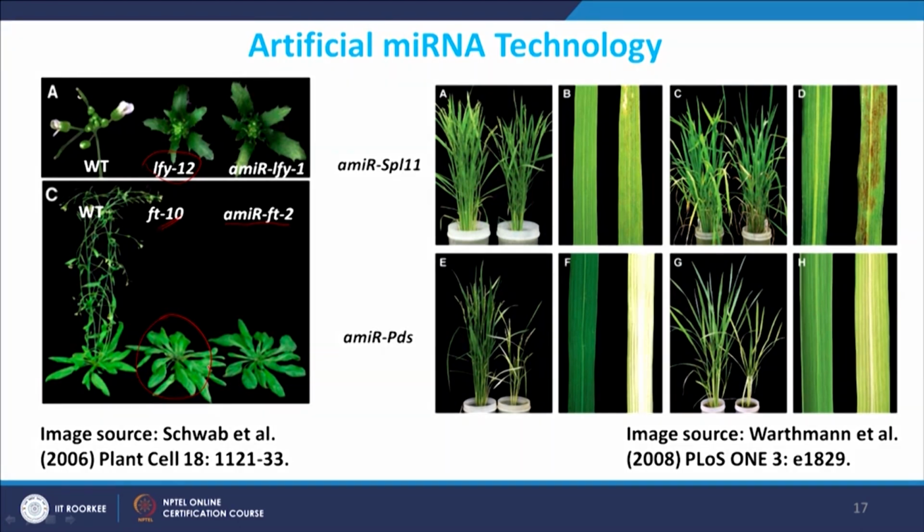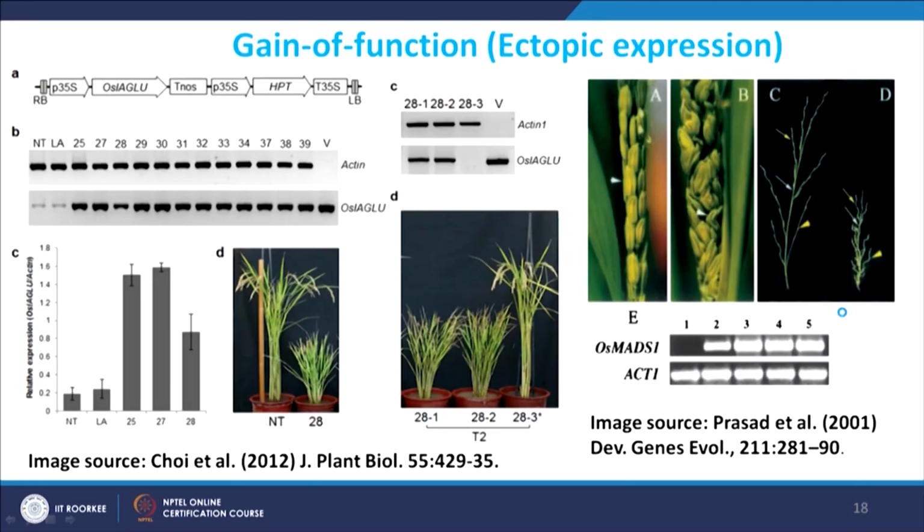For example, if you take the case of rice, so here artificial microRNA has been generated for a couple of genes. So, this is SPL11, this is PD's gene, and you can clearly see this is the control and this is the artificial microRNA line, and you can see a clear phenotype in artificial microRNA lines. So, basically, through this study, either you go through the knockout based study or you go through the knockdown based study, what you conclude is that you can generate loss of function mutants, and you conclude that these genes are necessary for this particular function.